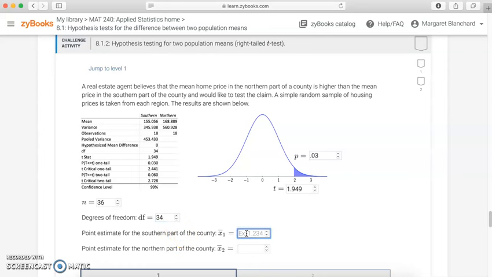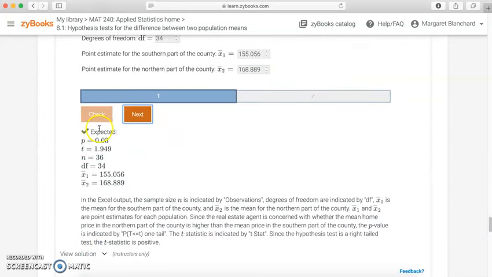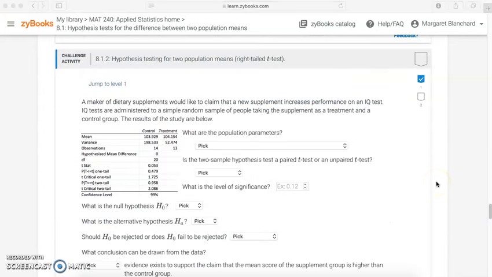Our point estimate is going to be that mean, that X bar. So here we have southern, that's 155.056. Oops, helps if I type it correctly. And our X bar for the northern is right here, 168.889. Let's go ahead and check our answer. There, green little check.